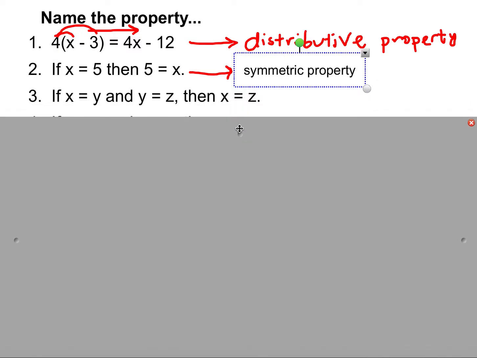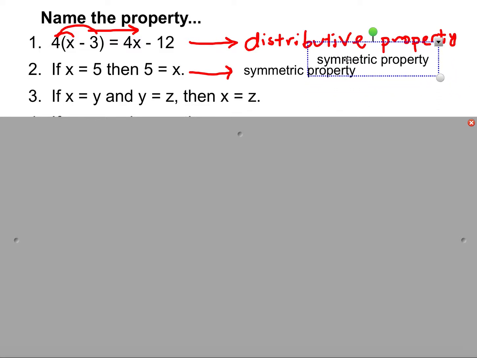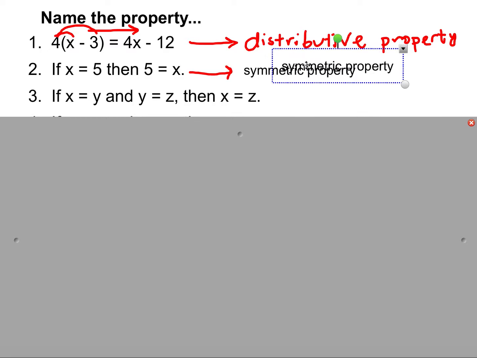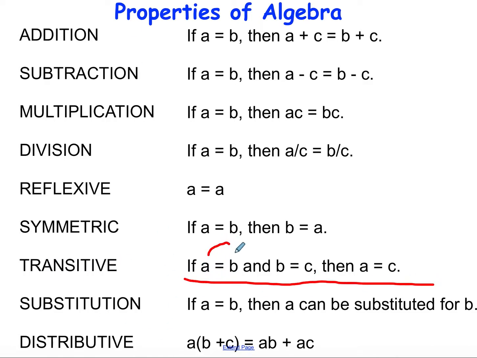So here's the next one, moving on. Okay. If x equals y and y equals z, then x equals z. What property is that? Well, once again, let's go back to our list here and let's look. What properties look like that? If x equals y and y equals z, then x equals z. Well, that, of course, is the transitive property, which says if one thing equals another and then that thing equals another, then, of course, these two things on the edge equal each other. Okay, so that's the transitive property.